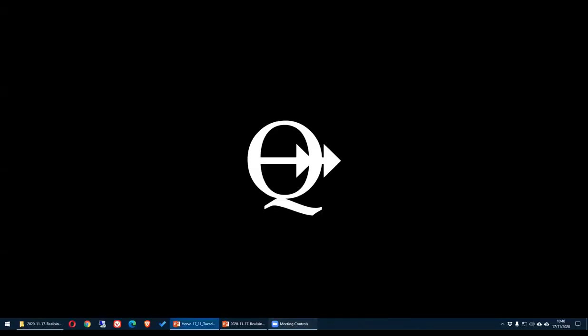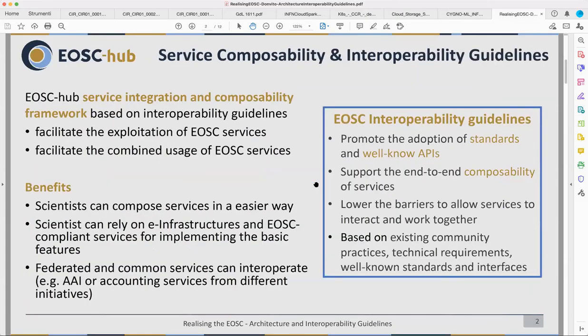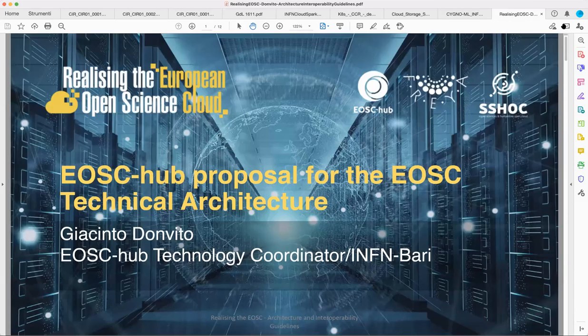The next speaker will be Giacinto Donvito. Giacinto, you can already share your screen while I introduce you. So Giacinto will present the breakout session on architecture and interoperability guidelines. He is from INFN and represents also EOSC-AP here. He's INFN senior technologist, the technical coordinator of the EOSC-AP project, and the chair of the technical committee in EOSC-AP. He was the technical coordinator of the INDIGO-DataCloud project and in the eXtreme DataCloud EU project. And he's also INFN representative for the Italian ELIXIR and LifeWatch joint research unit.